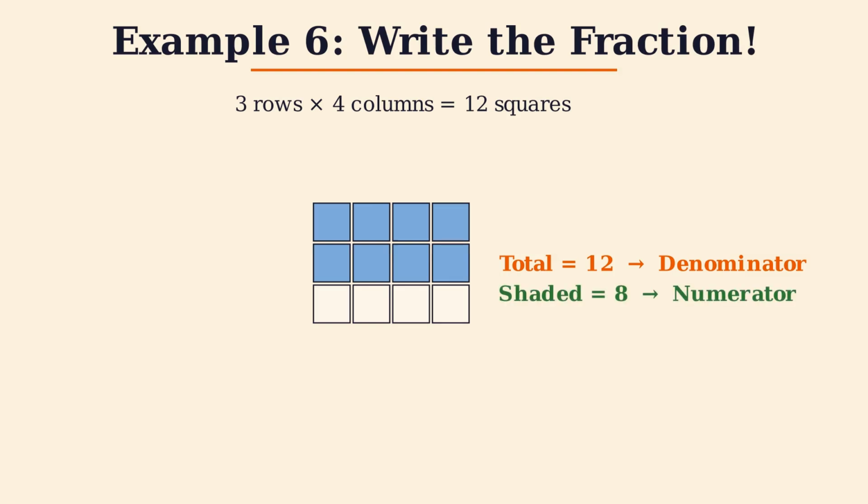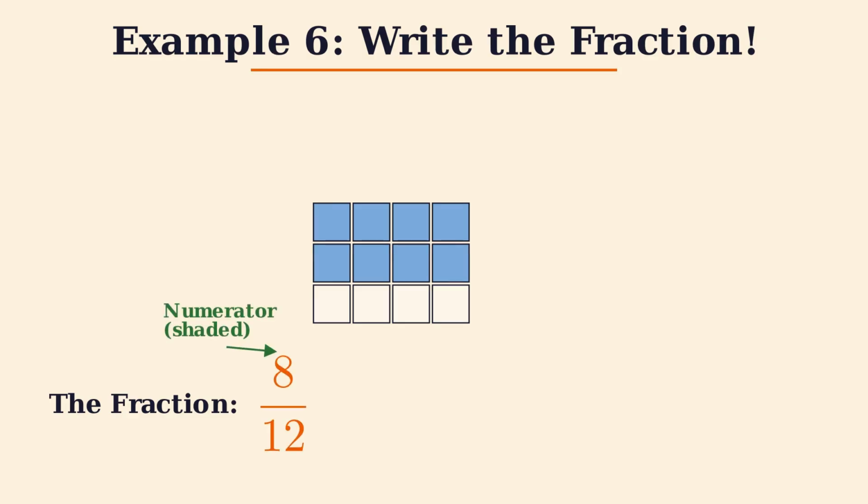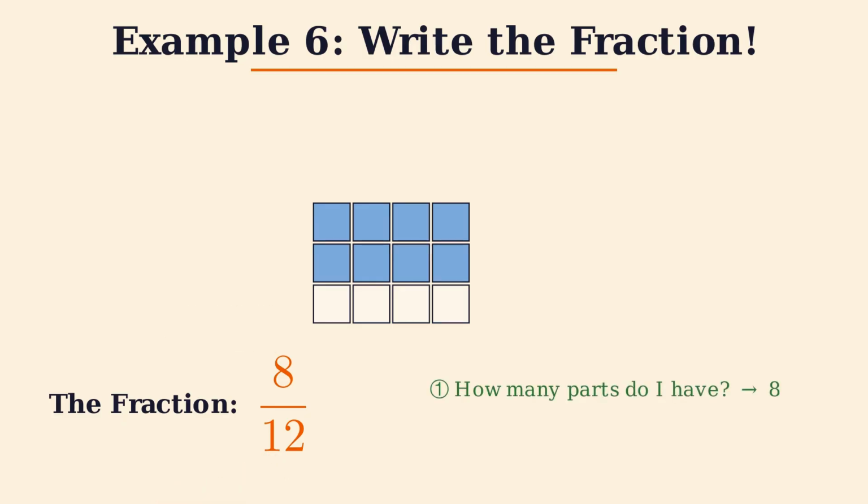So what's the fraction of shaded squares? Total squares equals 12. That's our denominator. Shaded squares equal 8. That's our numerator. So the fraction is 8/12. Count them. 1, 2, 3, 4, 5, 6, 7, 8 shaded squares out of 12 total. 8/12. You just wrote a fraction from a picture. That's a real math skill right there.